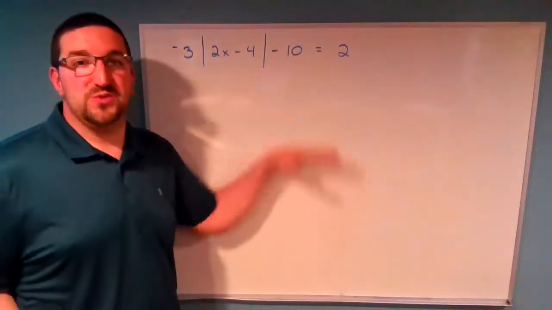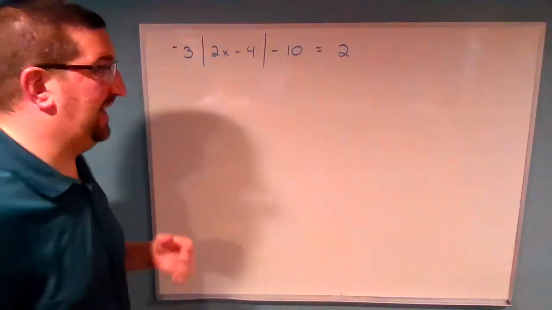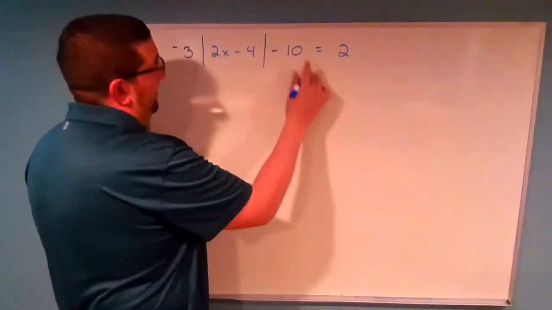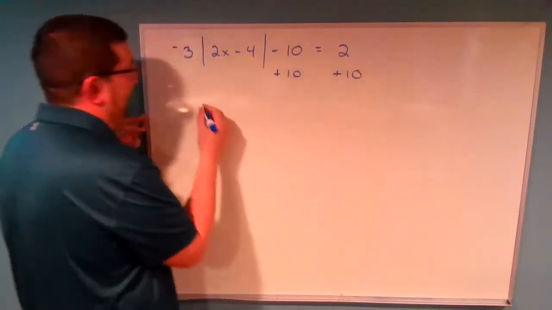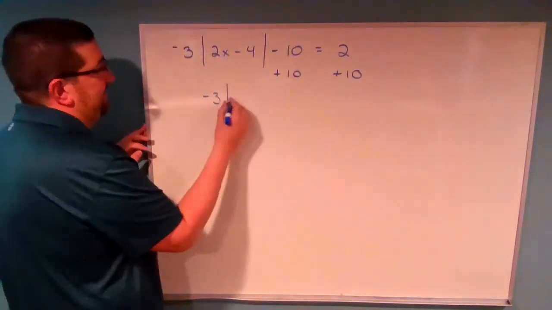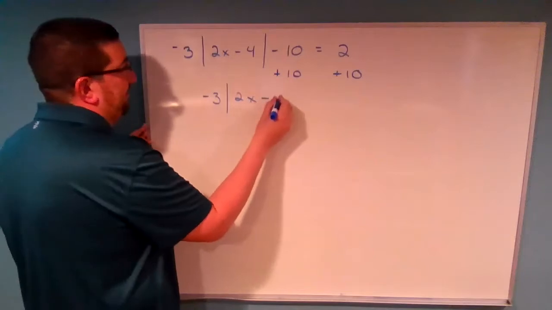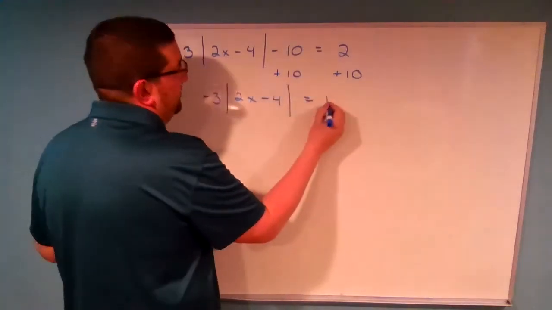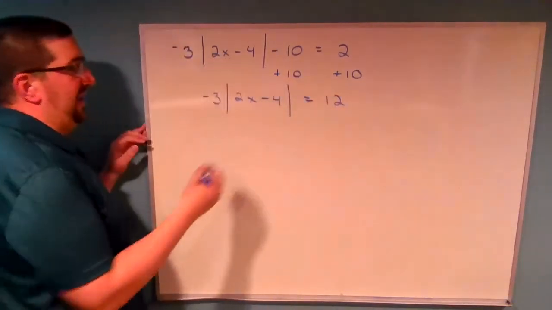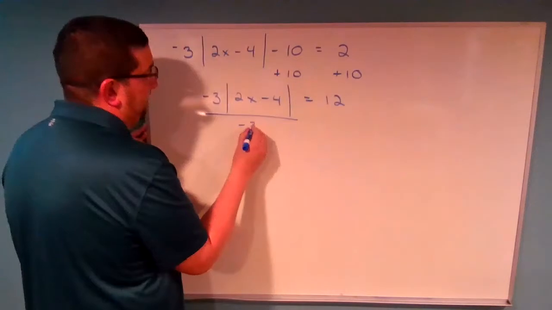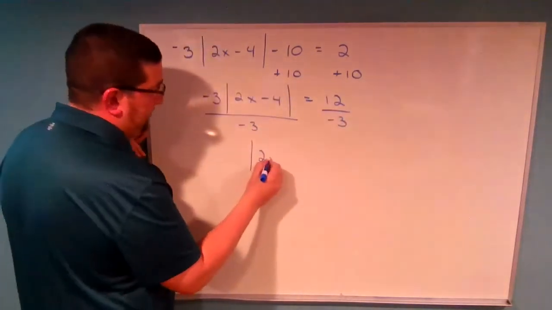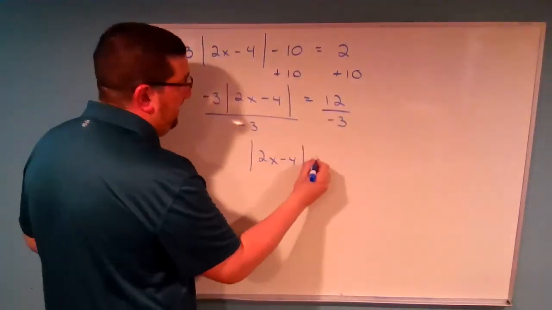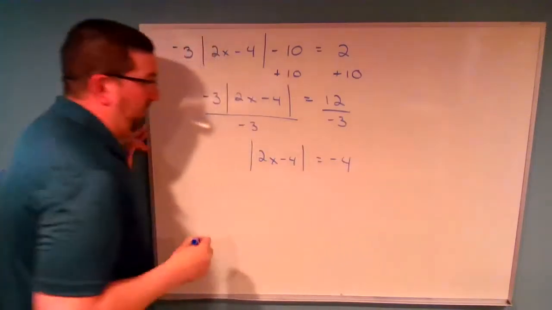We have to deal with the addition and subtraction before we do with the multiplication. And when we're solving an equation, we work in reverse PEMDAS, right? So we deal with our addition and subtraction first. So I'm adding 10 to each side. So I have negative 3 times the absolute value of 2x minus 4 equals 12. And then I'm dividing everything by negative 3. So I have the absolute value of 2x minus 4 equals negative 4.